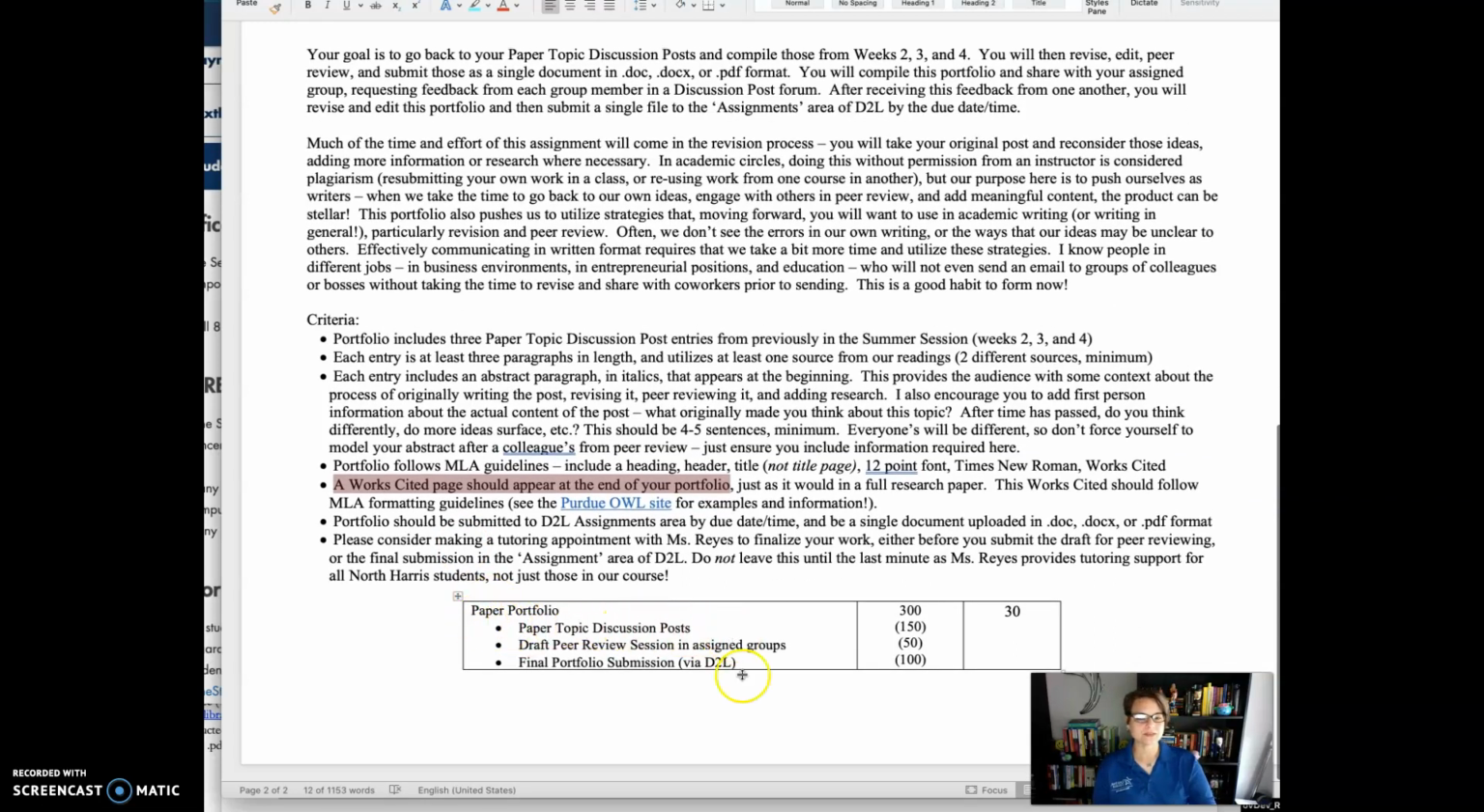At the bottom, this is just something from our syllabus to show you how the grade is broken down. Overall, this is going to be 300 points, right, in our grade. The paper discussion posts themselves, that's 150 points, those original submissions, okay? And then the peer review process and your assigned groups, that's 50 points. That's a pretty hefty grade, so you want to make sure you're keeping that in mind and staying on schedule. And then once you go through peer review, edit, finalize, you'll submit to D2L for me to look at, and that's 100 points, okay? So it's a big grade, but it's broken down in different ways, okay?